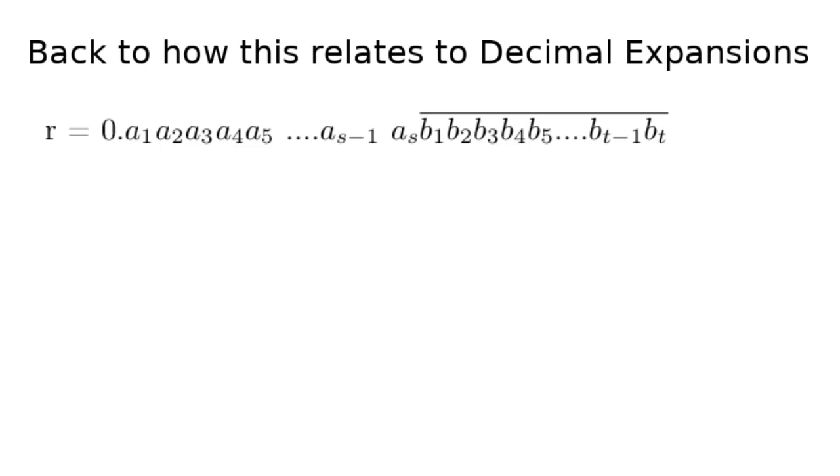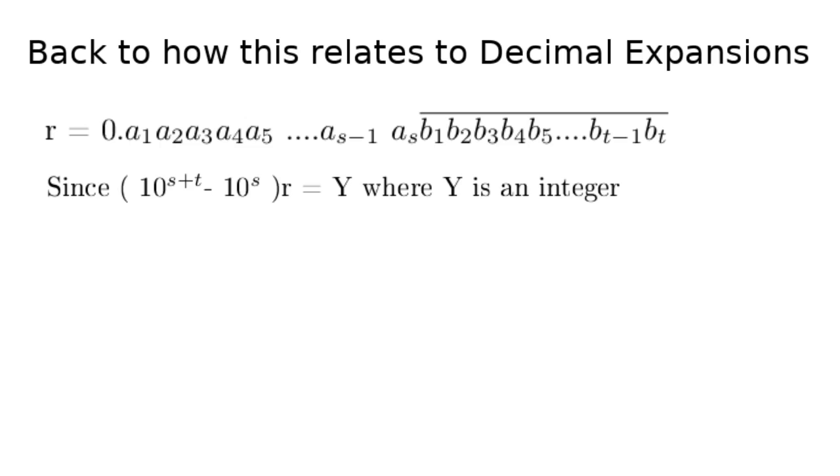And say we do this trick. We multiply by this 10 to the s plus t minus 10 to the s power thing times our decimal number. What we're going to get is some number y. We don't really know what that y is because it's an arbitrary number, but the important thing is it's an integer. It's kind of like we're canceling out things to make this decimal number r into an integer.